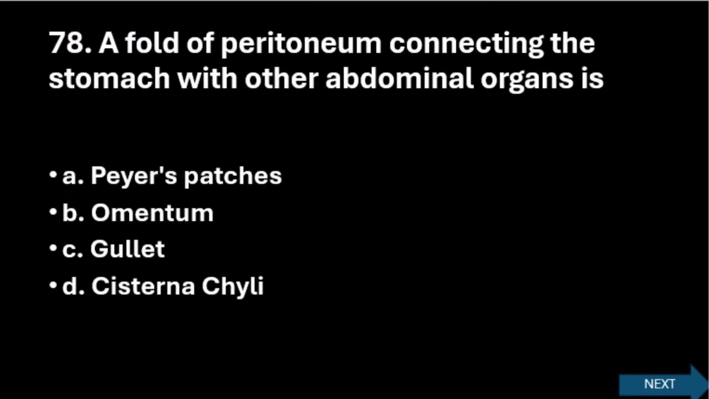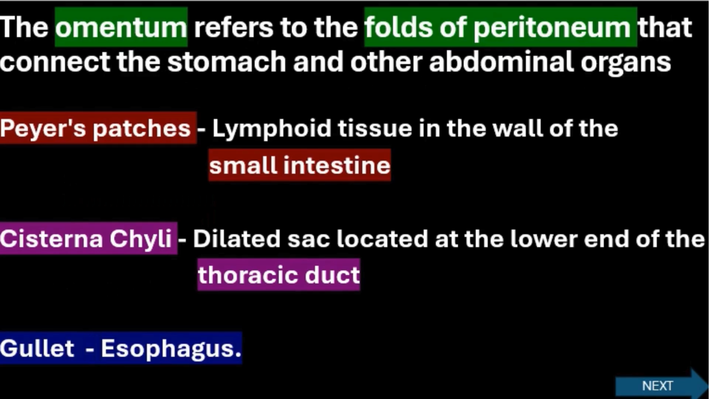Next question. A fold of peritoneum connecting the stomach with other abdominal organs is option A, Peyer's patches, option B, omentum, option C, gullet, option D, cisterna chyli. The right answer here is option B, omentum.